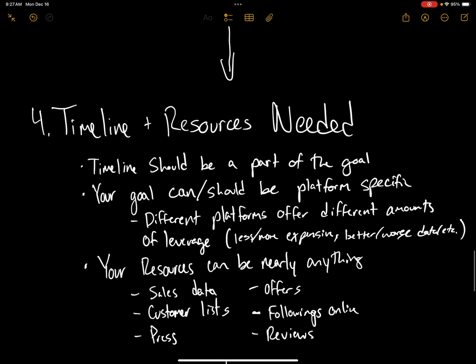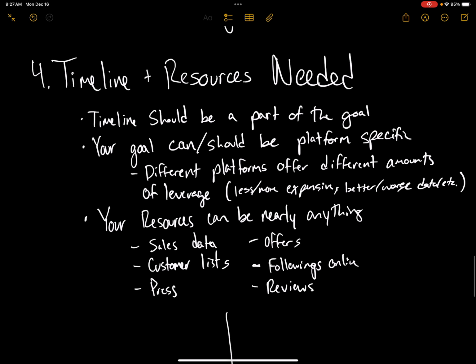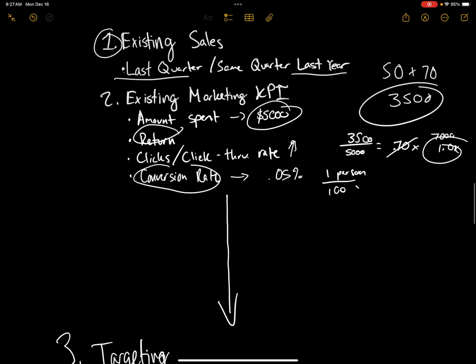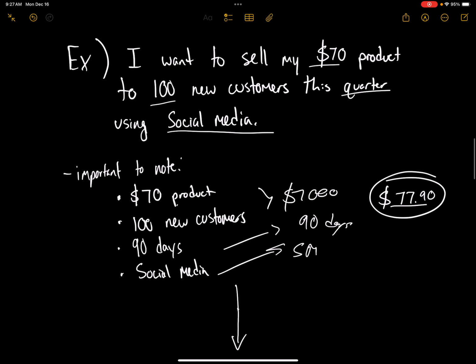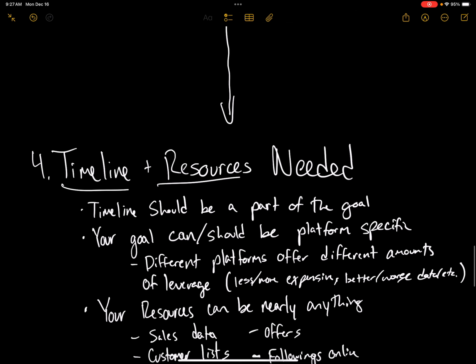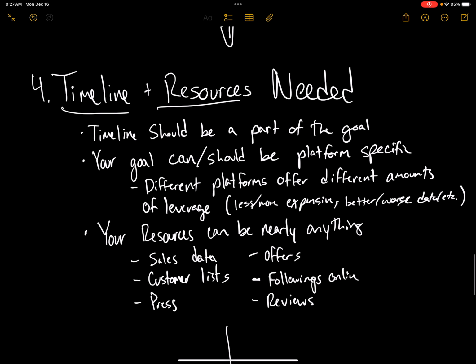So the last and final thing here to really focus on is the timeline and the resources needed, right? So remember the goal up here that we set. I want to sell my $70 product to 100 new customers this quarter using social media, right? So the simple piece is the timeline, right? This quarter, 90 days. Your goal can and should be platform specific.